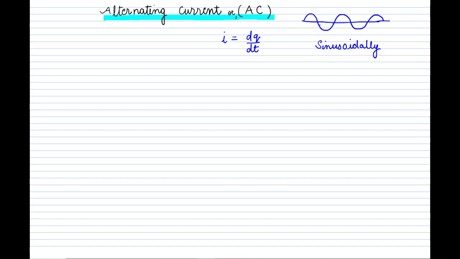As you can see here, it starts from 0, then it goes up to the maximum amplitude, then it becomes 0 here, and here it reaches the maximum negative amplitude. So that is what a sine wave is. So alternating current may vary as a sine wave or it may vary as a cos wave.